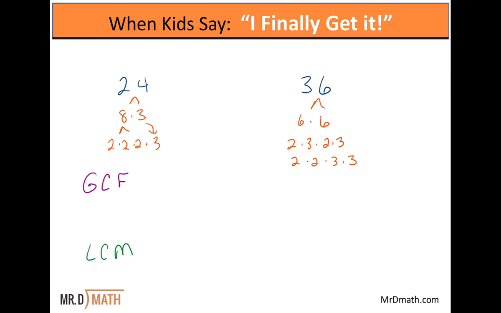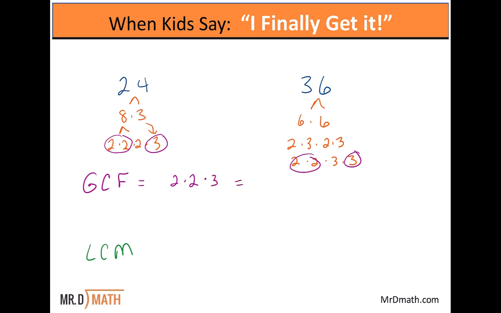Well, do you notice that they both have 2 2s? And they both have 1 3. But one number has 3 2s, the other number has 2 3s. Well, we want the most same. So what do they have the most of? They have the most same in 2s. They have in common 2 2s. And in 3s, they have 1 3 in common.